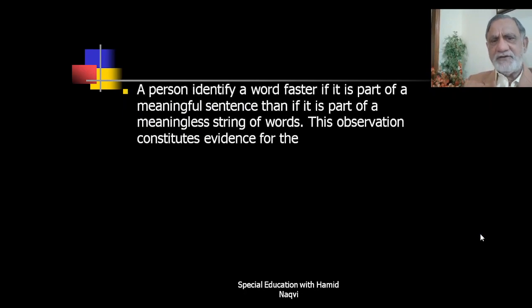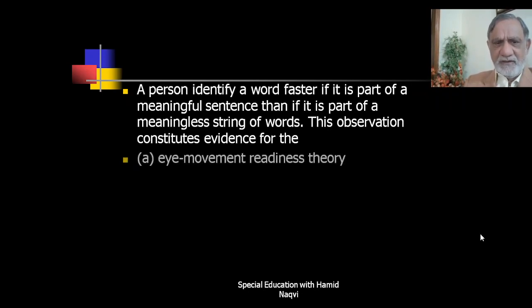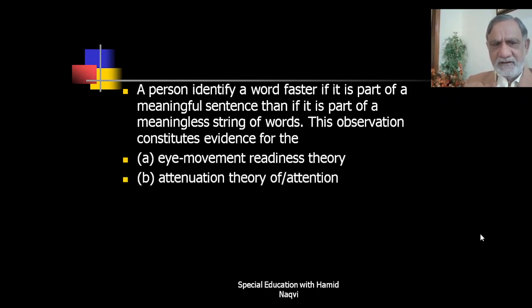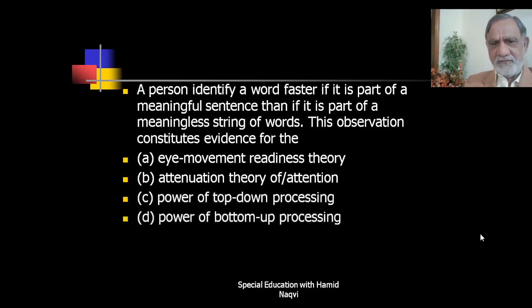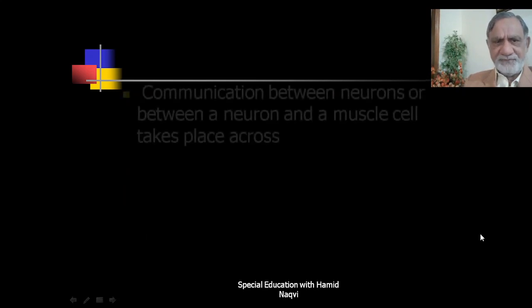A person identifies a word faster if it is part of a meaningful sentence than if it is part of a meaningless string of words. This observation constitutes evidence for the eye movement readiness theory, attenuation theory of attention, power of top-down processing, or power of bottom-up processing. Correct one is C, that is power of top-down processing.